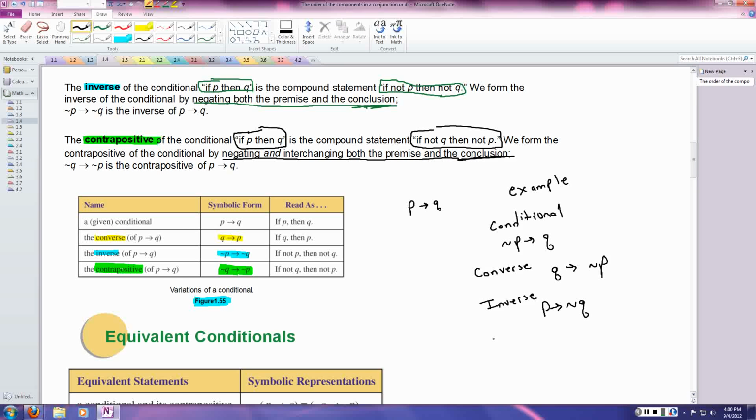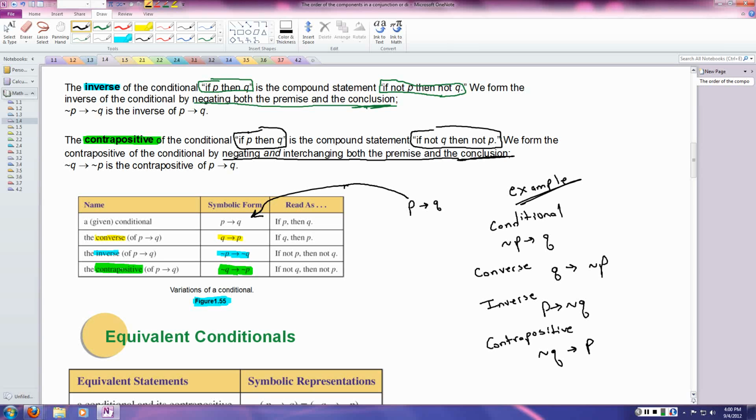And then the contrapositive is going to be doing both. I'm going to flip it and negate it. So then I have not Q implies P. So this example is given for statements in the form P implies Q. But your conditional might be in the form not P implies not Q.